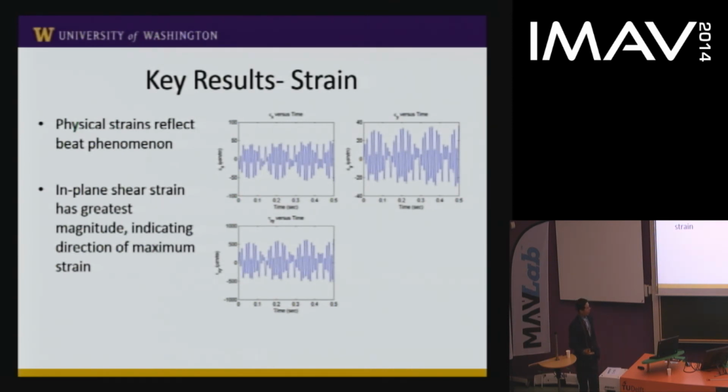You'll notice that the x and y components of shear are very small compared to the in-plane shear, which tells us a little bit about the directionality of the shear. So really, since this is the dominant component, the maximum direction of shear will be about 45 degrees from the positive x-axis.